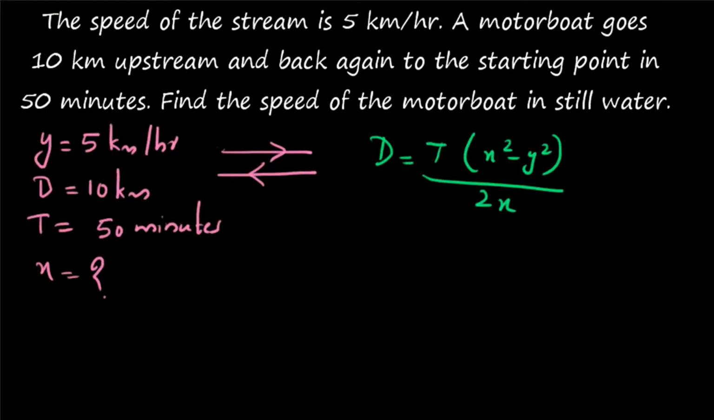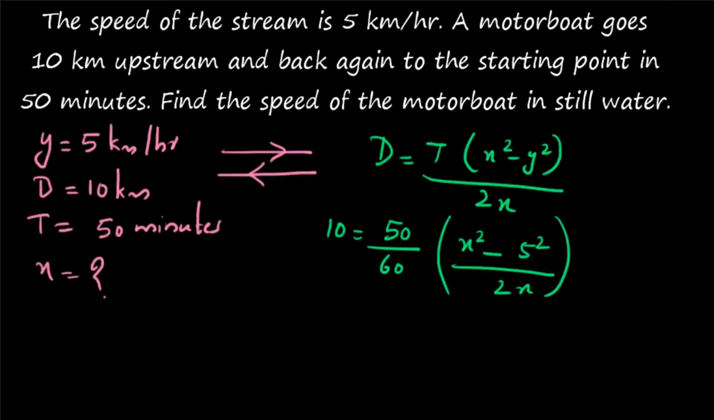Here D is given, how far is the place? The distance is given, 10 km upstream and back again to the starting point. So 10 km far is the place. So D is given, y is given and T is also given. You are asked to find out x. So 10 is equal to T, which is 50 minutes. You have to convert it into hours. So it will be equal to 50 by 60 into (x square minus 5 square) divided by 2x.